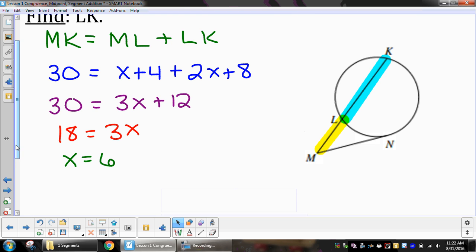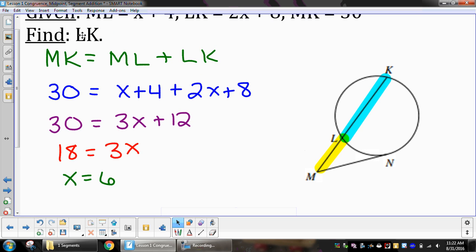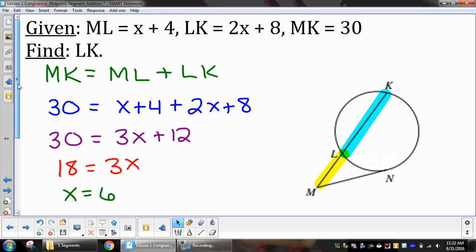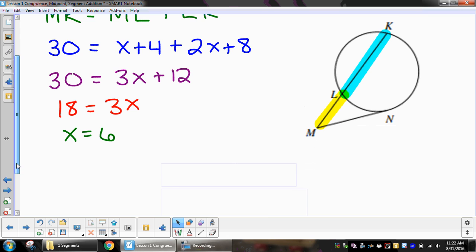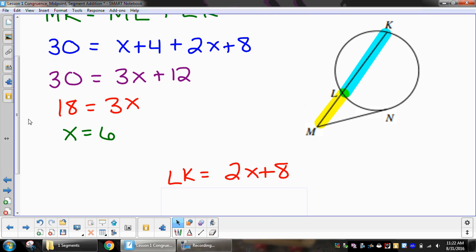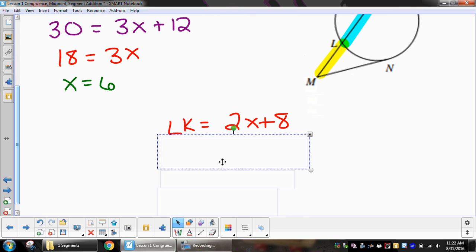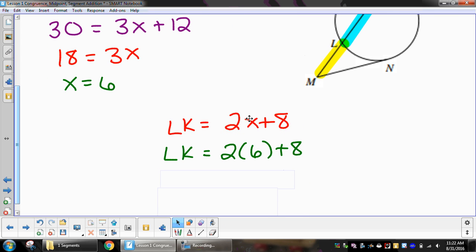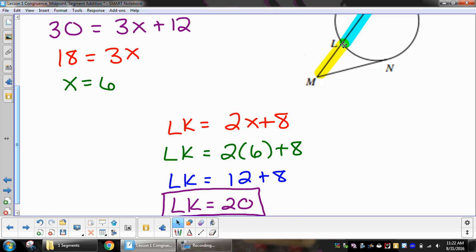Now there's something a little bit different that I added to this problem, and that is that I want to find the length of LK. So I found x. Now let's use x to find the length of LK. So LK was equal to 2x plus 8, so I'm going to plug 6 in for x in that equation. So LK is 2x plus 8. I'll plug 6 in for x, that's what I found over here. And I'll simplify, and I'll find out that the length of LK, the segment I highlighted in blue up here, is 20.